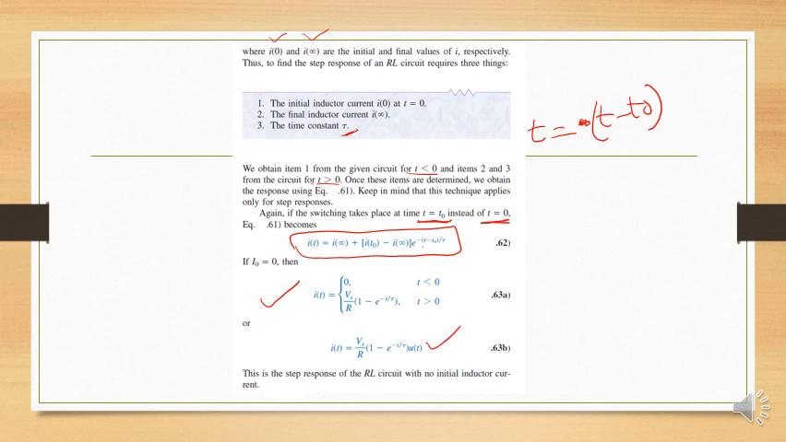Step response of our RL circuit with no initial inductor current, right? At t less than 0 it is equal to 0. You got the point? Hope so.